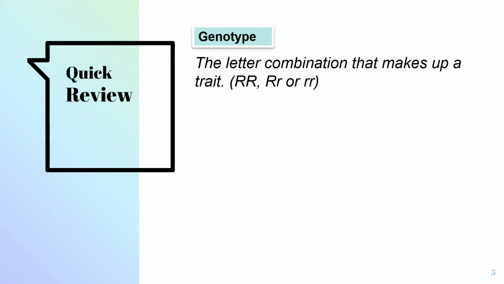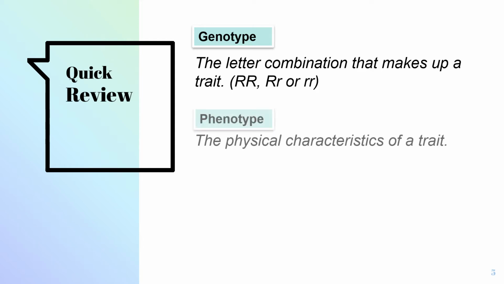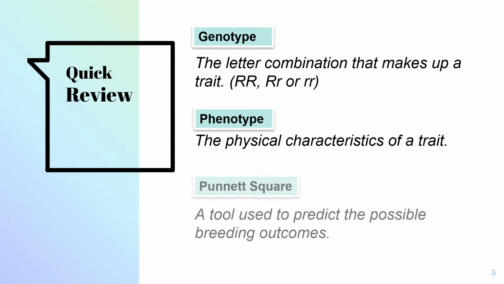For the genotype, we are referring here to the letter combination that makes up a trait. So these are the given examples. These are the letters that represent the trait of the parent or the offspring. For the phenotype, the physical characteristics of a trait. So the phenotype tells us about the characteristic which is shown by the genotype. And the last one is the Punnett Square, a tool used to predict the possible breeding outcomes.